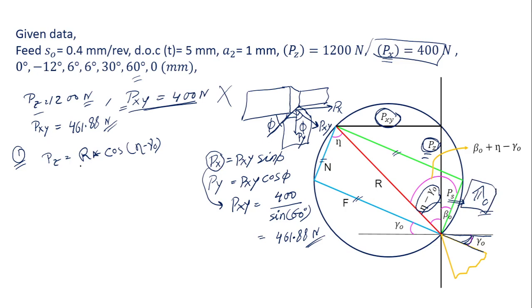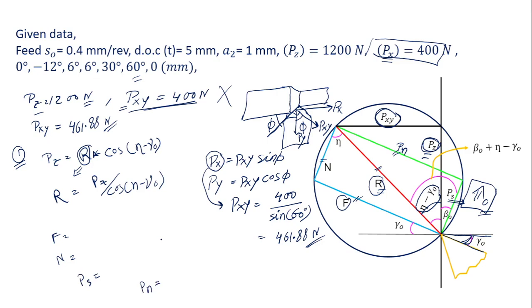Now when we have the R, we can find out any of these forces, because you can see F and N also have the same resultant, and Ps and Pn also have the same resultant. So when we have the value of the resultant, we can find out any of the forces. Let's say we have the R value as Pz by cos of eta minus gamma naught, and similarly we will get the values of F, N, shear force Ps, and normal to shear force Pn. This is the one.